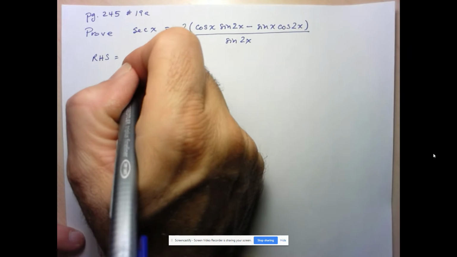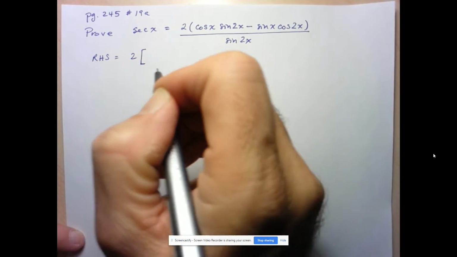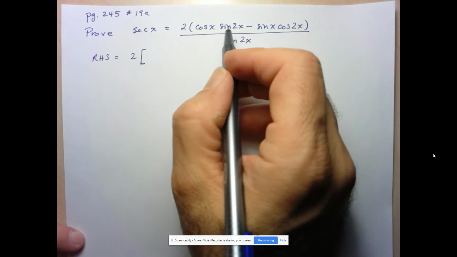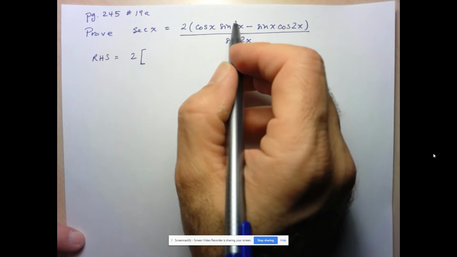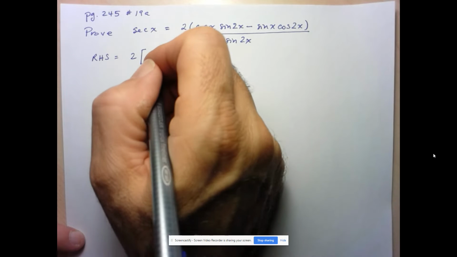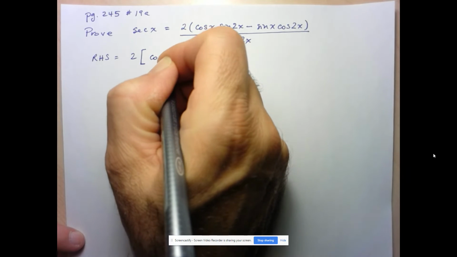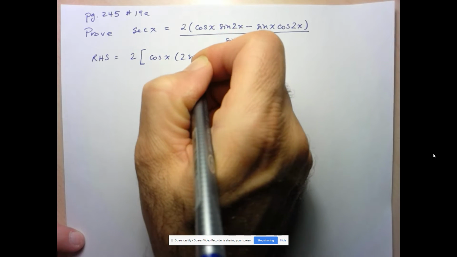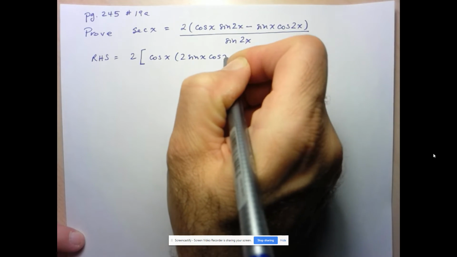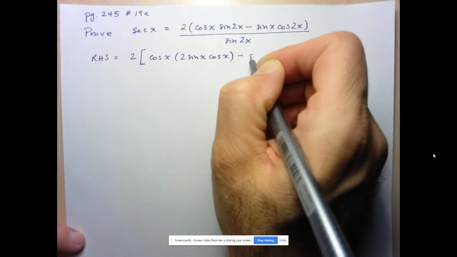So I've got 2, and I'll use square brackets just to separate it out. If I take a look at this first expression in the bracket, pretty clear. I'm just going to change sine 2x using the double angle formula. So cos x times 2 sine x cos x. Okay, and then here minus sine x.